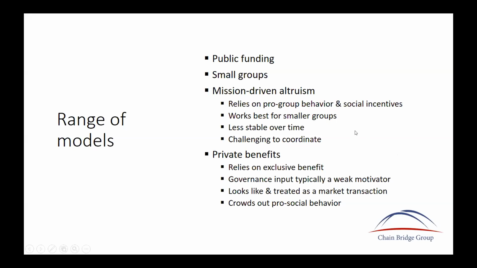Other types of private benefits, such as value-added services, are essentially market transactions. This can work as long as institutions place sufficient value on the private benefit. However, in cases where the contribution required exceeds the value of the private benefit, in effect combining private benefit and altruism as motivators, there can be tension. This is because research has shown that offering private benefits tends to crowd out altruistic behavior. So private benefits need to be presented carefully to minimize this effect.